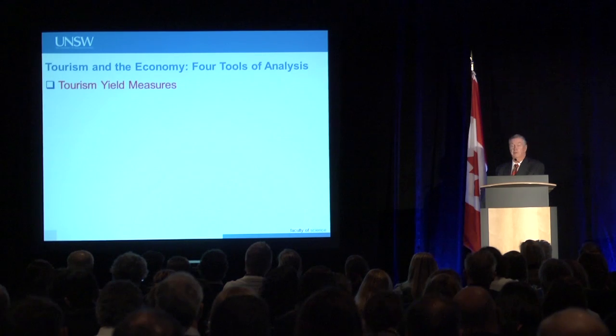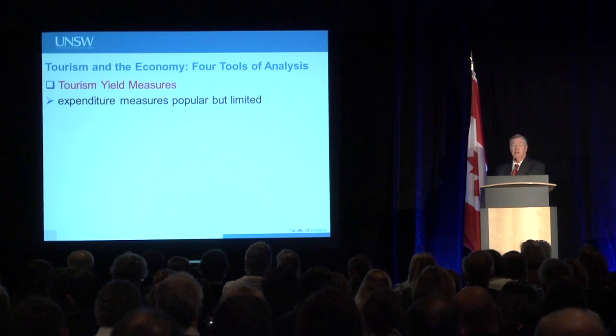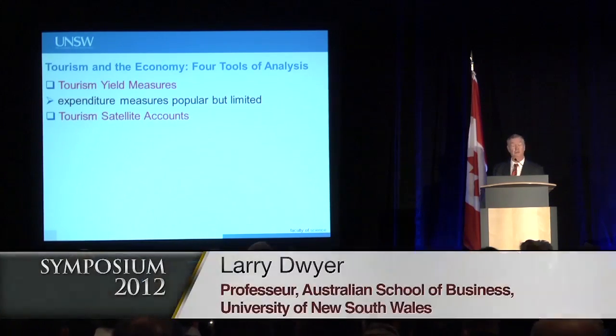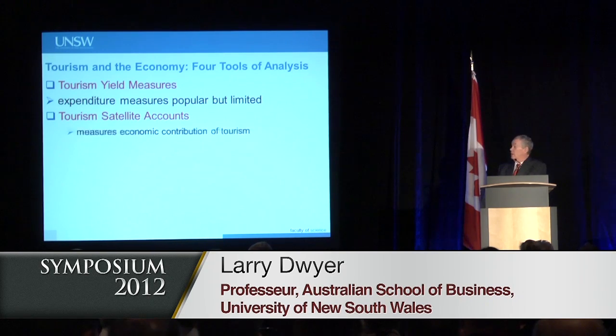Four tools of analysis. I'm going to talk about tourism yield measures. I'll talk about the expenditure measures, which are popular but limited. I'm going to talk a little bit about tourism satellite accounts. I know that there will be other speakers talking about that, so I won't take too long on tourism satellite accounts. I'll also talk about economic impact analysis, which I have a particular interest in, and it's my view that often economic impact analysis is unfortunately not done very well internationally. And I'll talk a little bit about why I think that is the case.